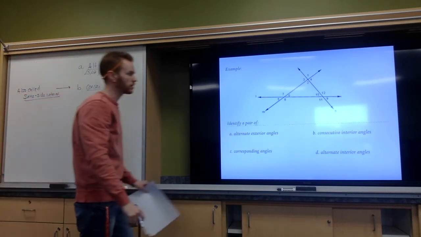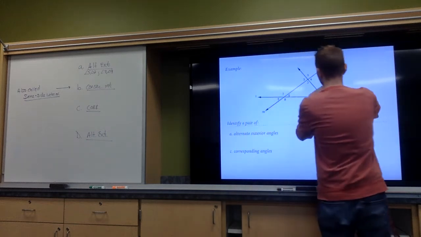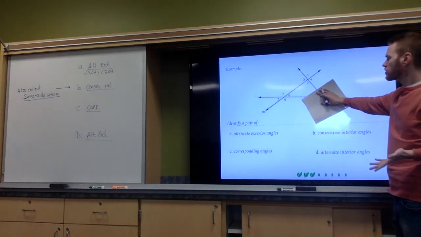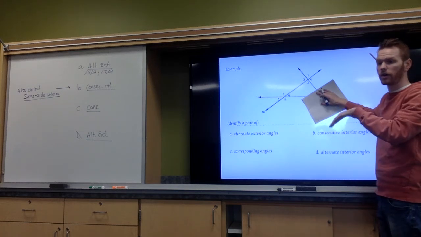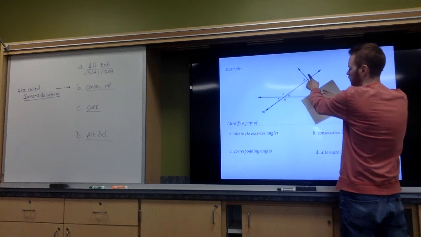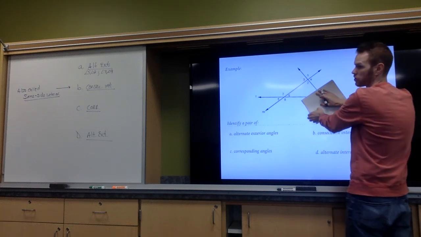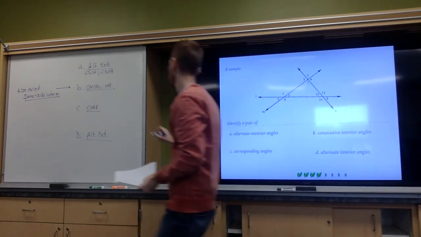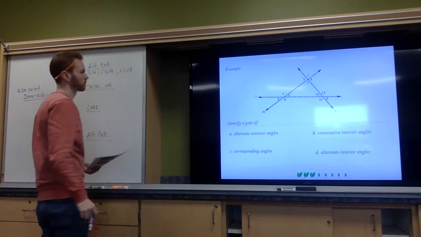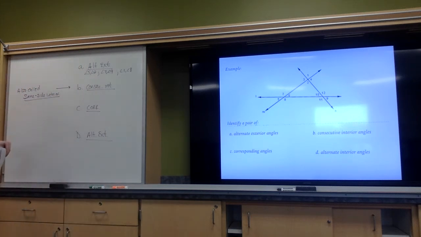Now we could change this. Let's ignore this, and we look at this section here. Another set of alternate exterior, we can keep going. I'm just going to name one more. It would be 8 and 1. They're on the outside of these two lines, and they're on opposite sides of the transversal, left and right of it. So we'll put down angle 1 and angle 8. A lot more in there, but that's a good start.